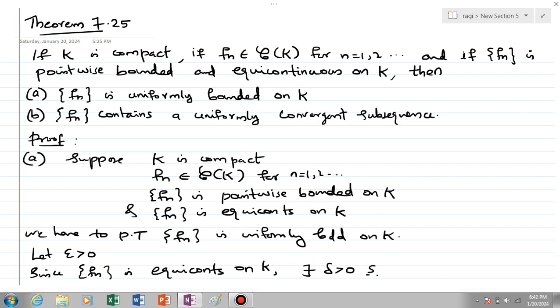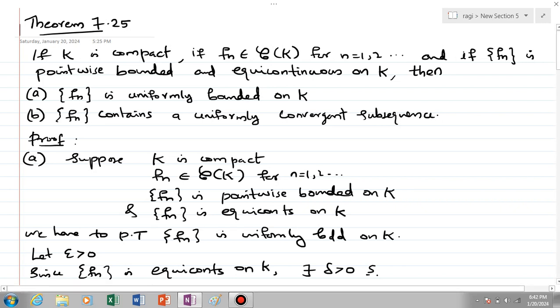Welcome all. Now we are discussing theorem 7.25. The statement is: if K is compact, and if f_n is an element of C(K) for n equal to 1, 2, 3, etc., and if f_n is pointwise bounded and equicontinuous on K, then we have two results. One is that the sequence f_n is uniformly bounded on K, and the second is that the sequence f_n contains a uniformly convergent subsequence.